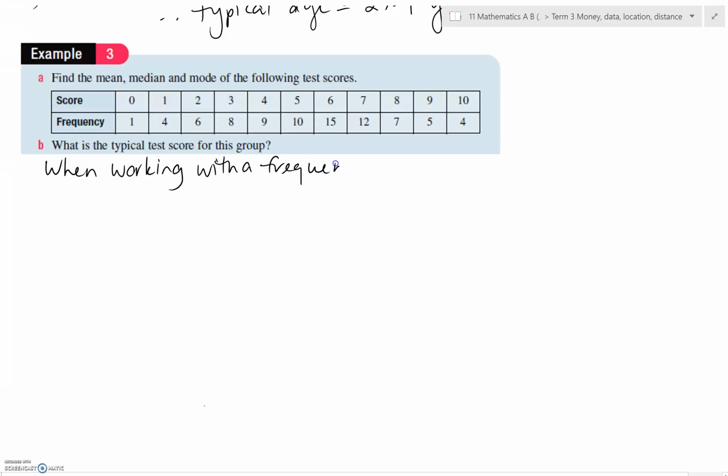So when we're working with a frequency table, as we are here, the mean equals the sum of fx over the sum of f. Now f means frequency, x means the data items. So it's easiest if we rework this table to be able to do this. So when you've got it like this, set it out in a different way. So I'm going to set it out in vertical columns rather than rows of data like it's got here.